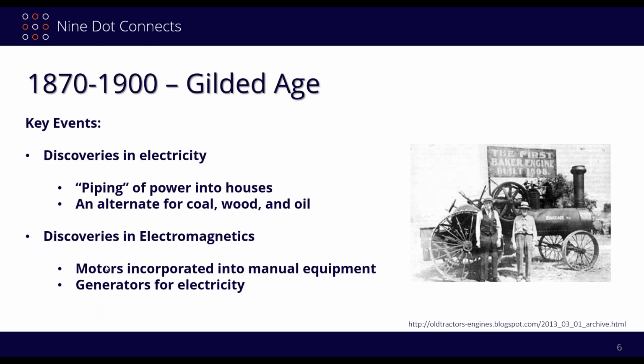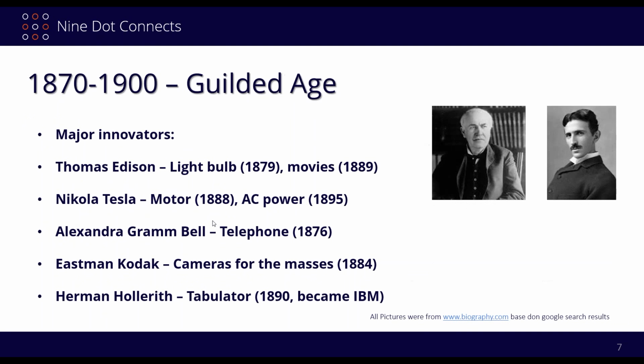Discoveries in electromagnetics. Big thing was motors and generators. So just a reminder that a motor is basically taking electrical energy and converting it into mechanical energy, and vice versa. You got generators in which you're taking mechanical energy and turning it into electrical energy. So these are now becoming services and commoditized products. During the Gilded Age, you had a number of major inventors. The two that we're most interested in is Thomas Edison, obviously the light bulb, which really ushered in our profession, because he was big on the light bulb.